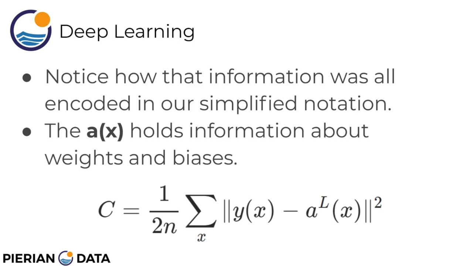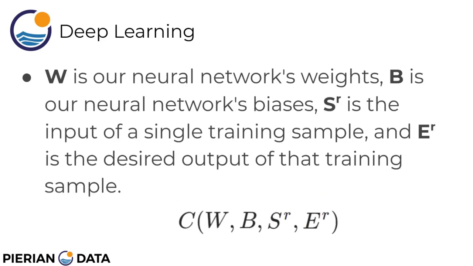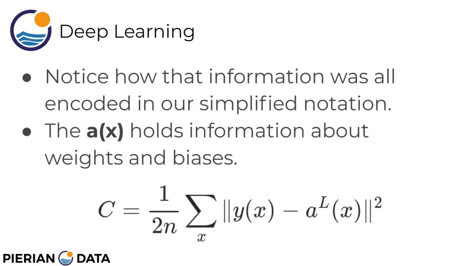So notice how that information was actually all encoded in that simplified notation that we had. I showed you this as the cost function, and you may be wondering, didn't you just say that the cost function is a function of W and B? Where's W and B in the quadratic function here? Well, it's actually encoded within A of X. Because remember, A of X holds information about weights and biases, because A of X is Z passed into the activation function, where Z then contains information about W and B.